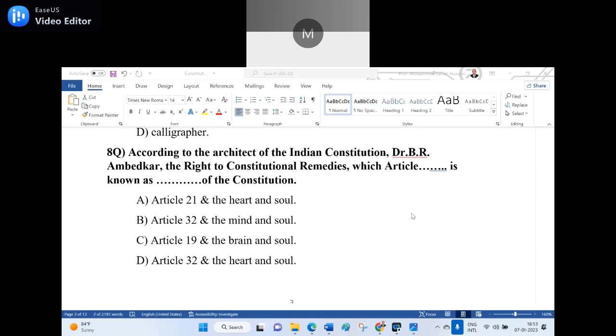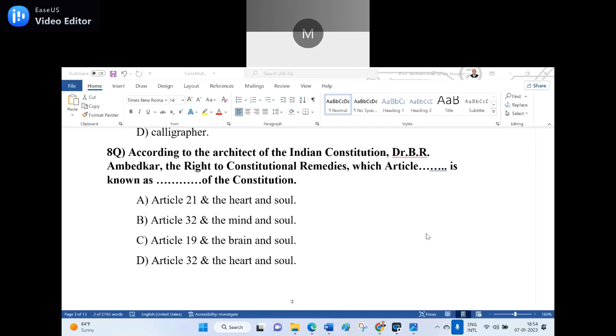Eighth question. According to the architect of the Indian Constitution, Dr. B.R. Ambedkar, the right to constitutional remedies, which article dash is known as dash of the Constitution. Option A, Article 21, the heart and soul. B, Article 32, the mind and soul. C, Article 19, the brain and soul. Option D, Article 32, the heart and soul.